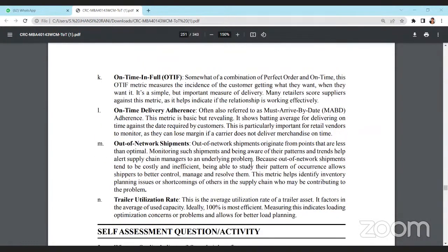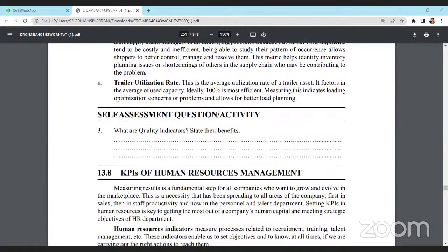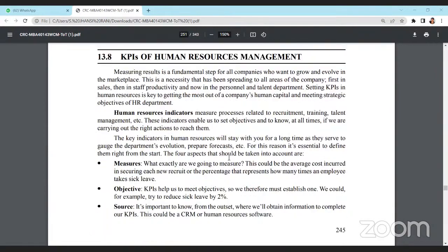Next is trailer utilization rate. This is the average utilization rate of a trailer asset. It factors in the average of used capacity. Ideally, 100% is most efficient, and measuring this indicates loading optimization concerns or problems, which will allow for better load planning.